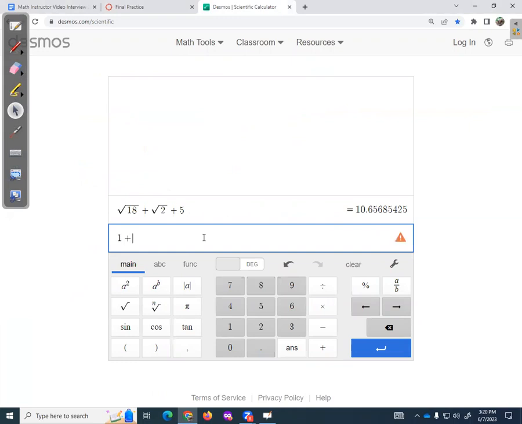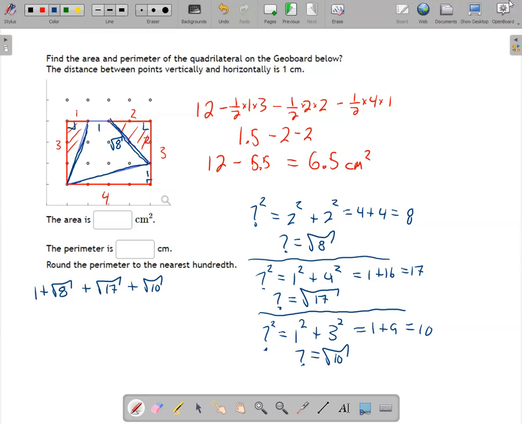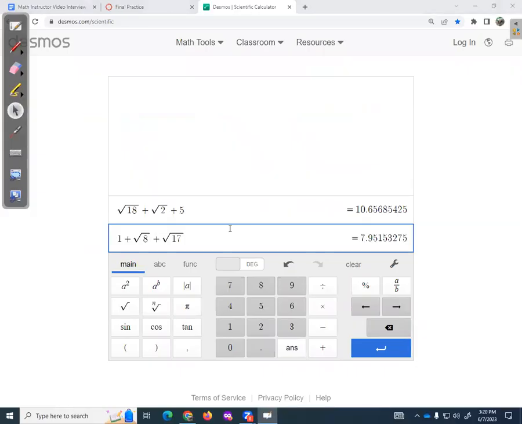One plus square root of 8 plus another square root of 17, was it? And 10. And when we type the 17, we're in the root. We have to arrow with the keyboard out of the square root to add. And we want another square root with a 10. And we can't combine those.